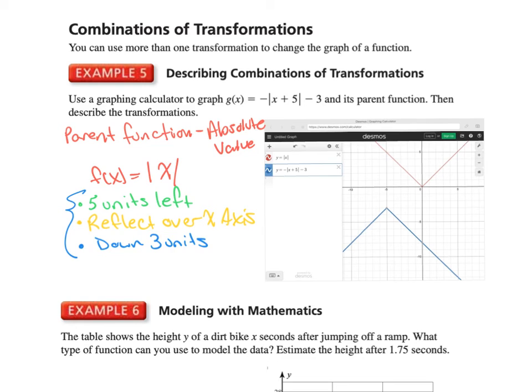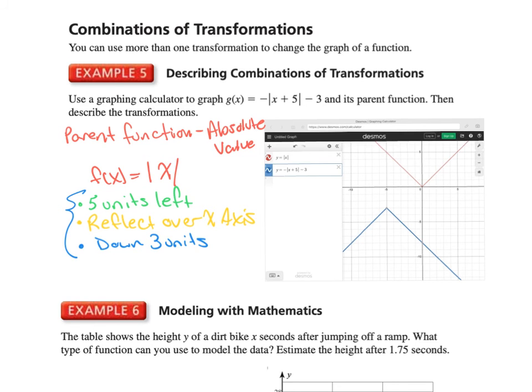Make sure you slowly follow your directions, because order does matter. If I moved it 3 units down and then flipped it, my graph would actually be above the x-axis and it wouldn't map on top of itself. So you've got to be very careful. Visualize each movement, do one at a time, and then make your way down to your new function.